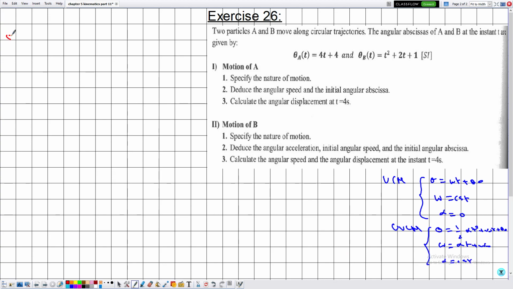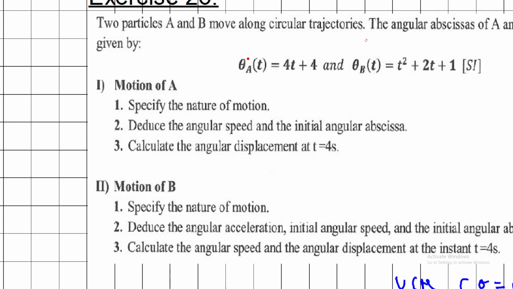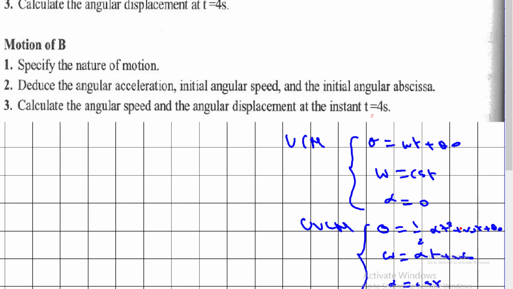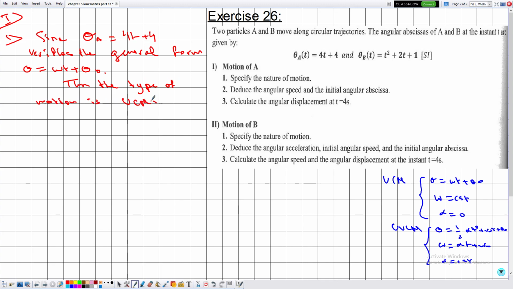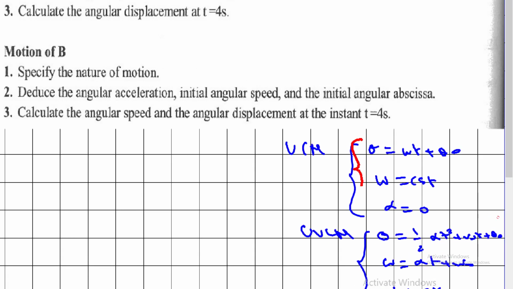Now in number 1 they are telling me motion of A, part 1. So specify the type of motion of A. So notice that the angular position is linear in time. Whenever the angular position is linear in time, the type of motion is UCM. So since theta A is equal to 4t plus 4 verifies the general form theta is equal to omega t plus theta 0, then the type of motion is UCM. So whenever we have specified the type of motion, we can use these equations directly.